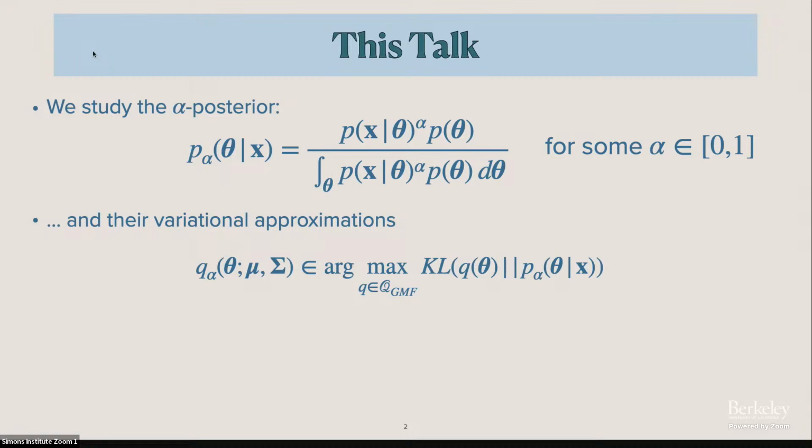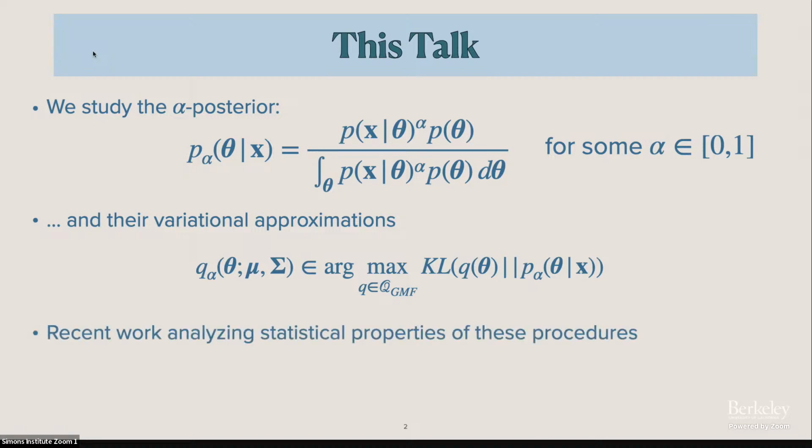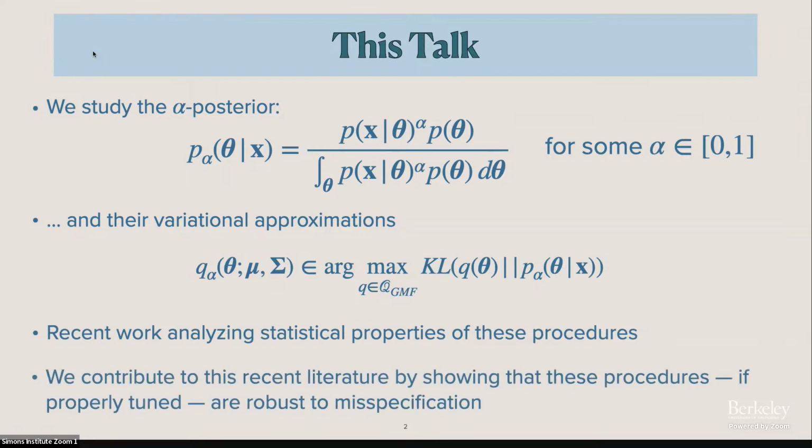So we're going to study these objects, the α-Posterior that I denote like P sub alpha, and also variational approximations to the α-Posterior, right? So the closest distribution in some simplifying set, in particular the Gaussian mean field, in terms of KL divergence. And there's been a lot of recent work analyzing statistical properties of these procedures, and we're just trying to contribute to this literature by showing that these procedures, when they're properly tuned, have some rigorous robustness properties to misspecification. So that's the goal for today.